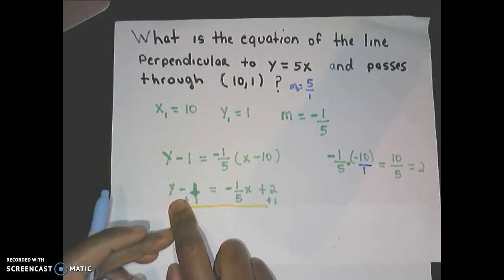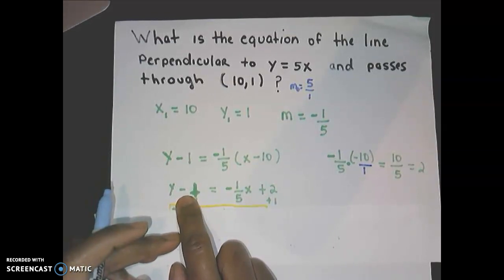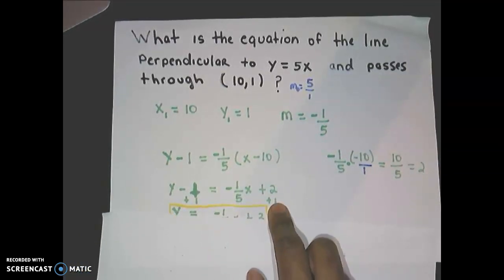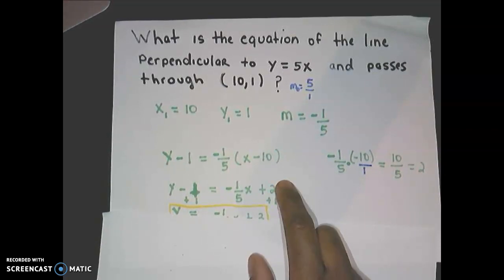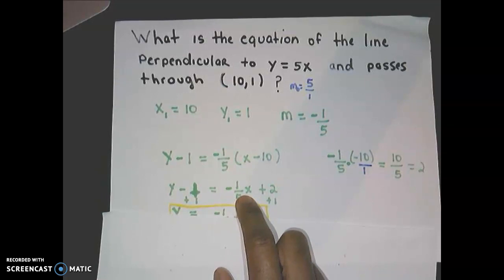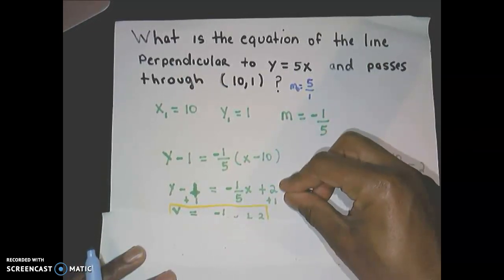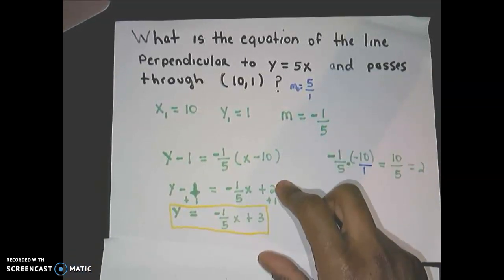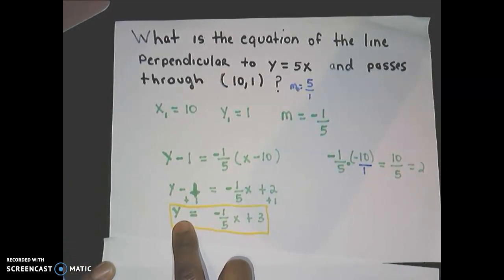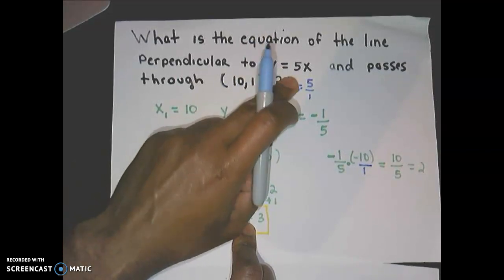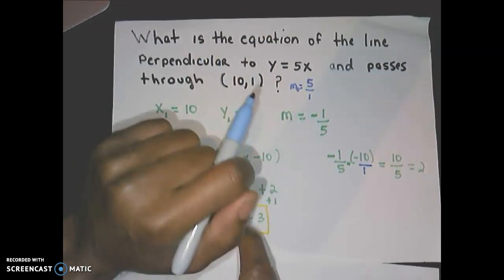But you see here, we want to get y by itself. So this is a minus 1. So I'm going to have to add 1 to both sides. And so when I add 1 to both sides, 2 plus 1 is going to be 3. I'm not going to add 1 to the x where we have a negative 1/5 x, because that would be trying to combine unlike terms. So I'm going to add the number with the number. And so that gives me the equation of the line: y is equal to negative 1 over 5x plus 3. So this is the line that is perpendicular to y is equal to 5x and passes through the point (10, 1).